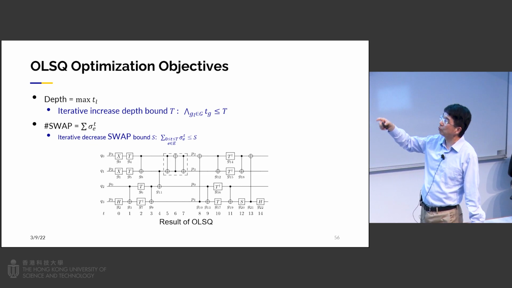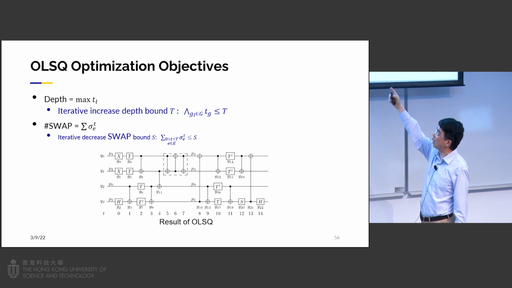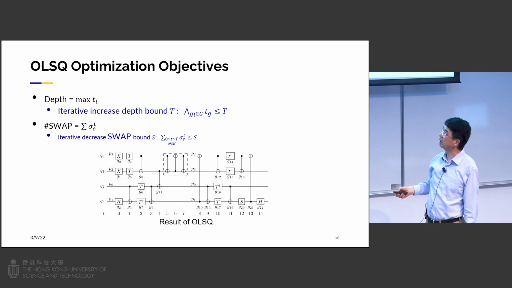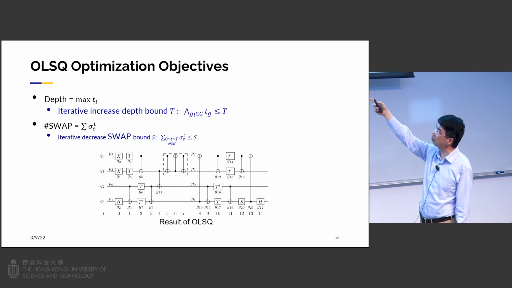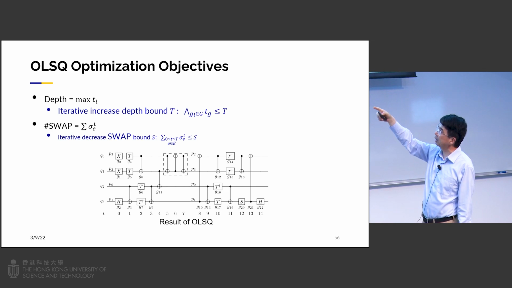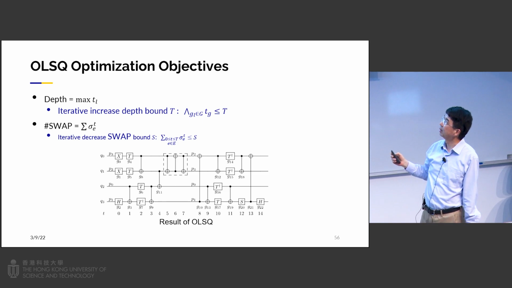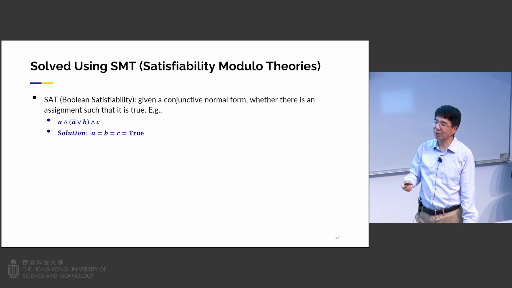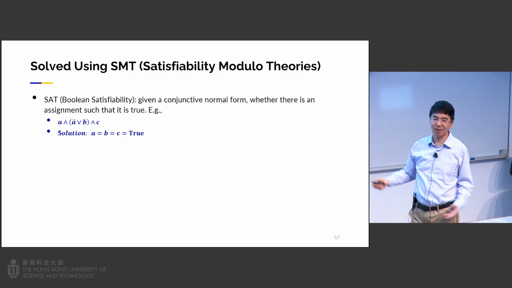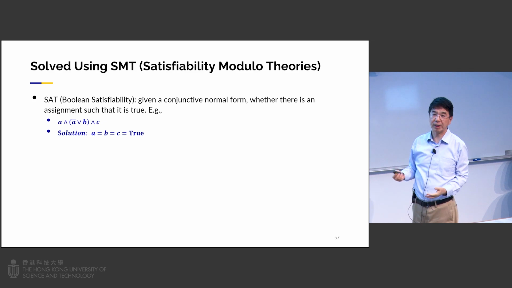For example, how do you minimize the depth? Minimizing the depth is to minimize the maximum of all these time variables. Swap count: remember we have this binary variable to say at time t, at edge e, do I have a swap gate or not? So you sum them up to minimize. And then we solve it using SMT, something this team is very familiar with, as SAT is used a lot in, for example, the formal verification world.